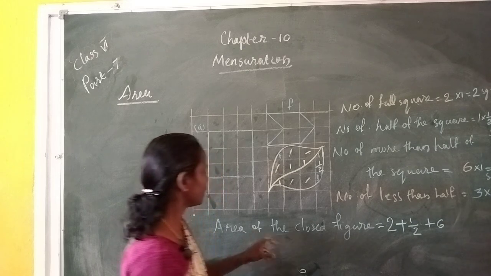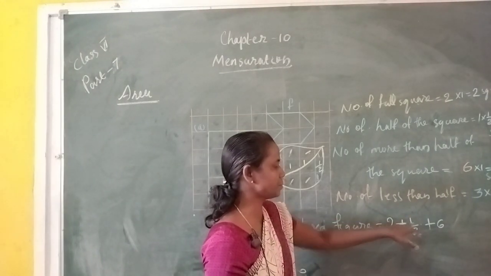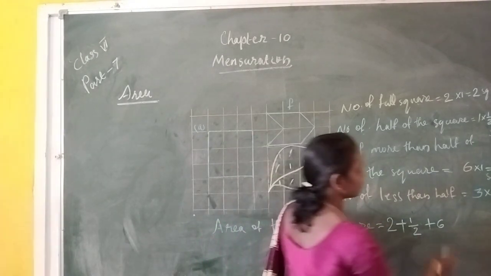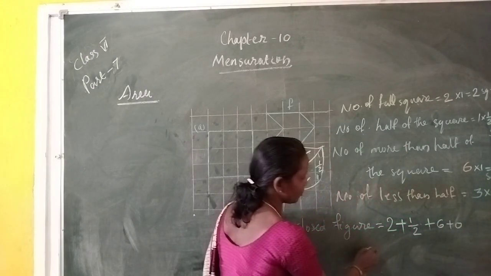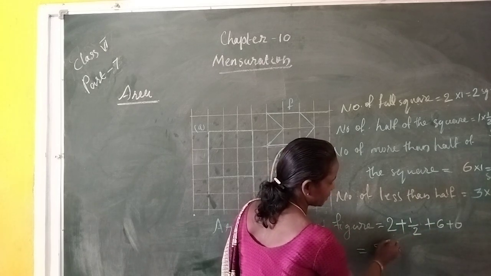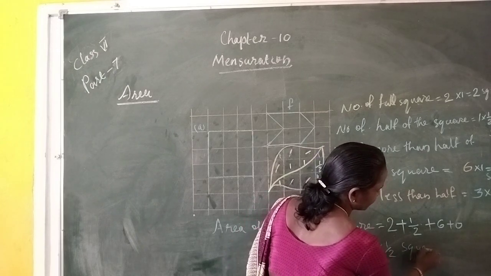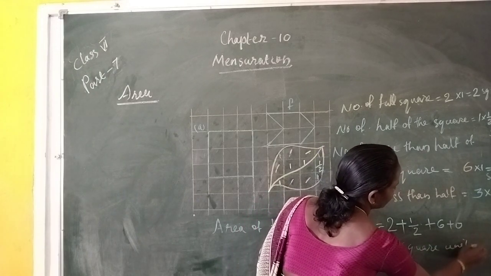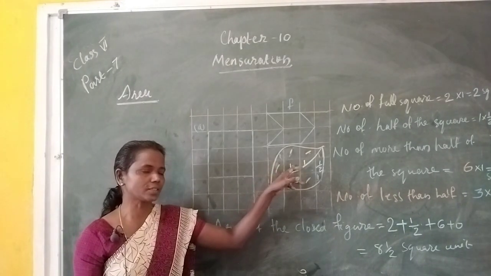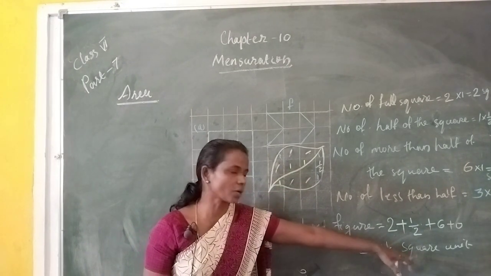Then area of the closed figure is equal to 2 unit square plus half unit square plus 6 unit square plus 0. Then total how many? 2 plus 6, 8, and half, 8 and half square unit. Then area of this closed figure, what is the area of this closed figure? Is equal to 8 and half square unit.